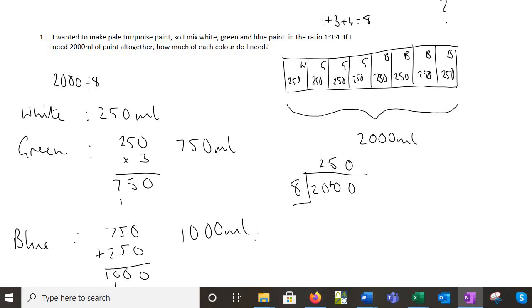So that's how to use a bar model. And see, once you've drawn your bar, it's kind of clear what the calculations you should do are. So I think that makes it a bit clearer for what we need to do. Okay, thank you.